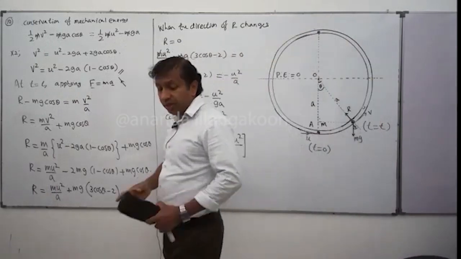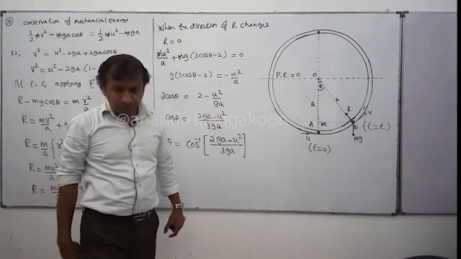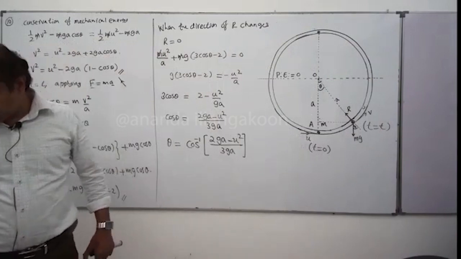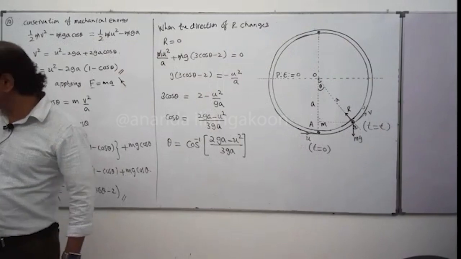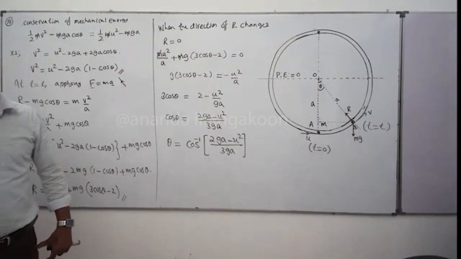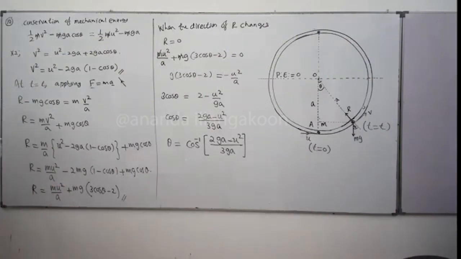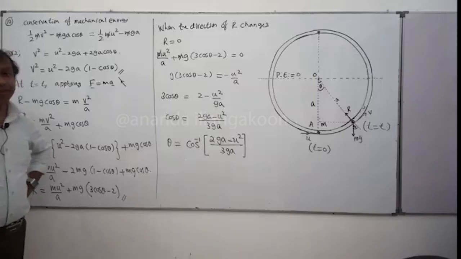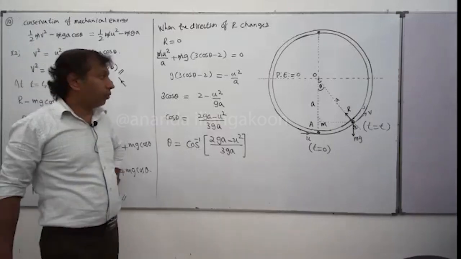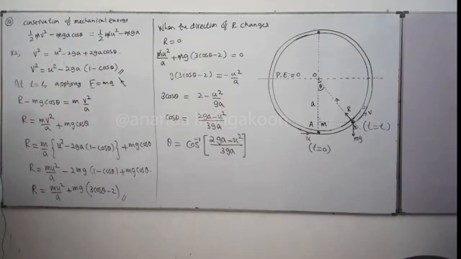Then you can write it like this. The condition required for the particle to move in complete circles is the velocity v at the highest point is either positive or equal to 0.